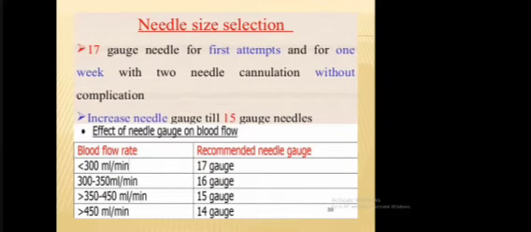At the initial stage, we can use a 17 gauge needle for the first attempt, and after 1 week of 2 needle cannulation without complication, then shift to the higher gauge. This is the flow rate and gauge of the needle. The bigger the needle, the lower the gauge number and the higher the flow. The maximum flow rate is with the 14 gauge needle, more than 450 ml per minute, and with the 17 gauge needle, the flow rate is less than 300 ml per minute. Ideally, we use 16 gauge. Most centers will get a blood flow of 300 to 350 ml per minute with the 16 gauge needle.